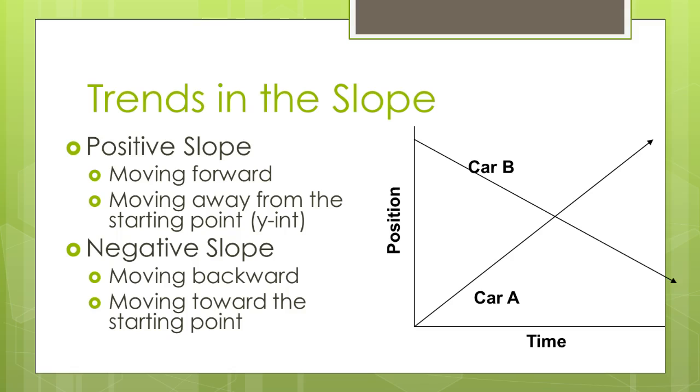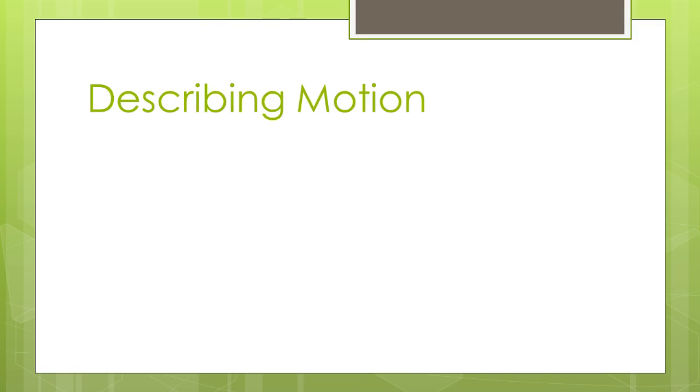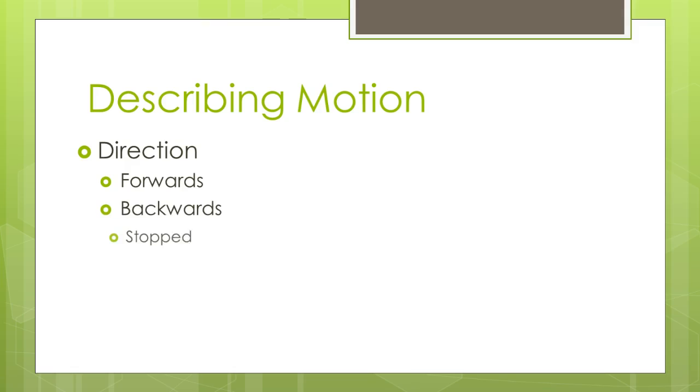We describe motion similar to how we observe motion on a graph. When we describe motion, we can talk about it in 3 easy ways. We can talk about the direction of the motion. Is it moving forward? Is it moving backwards? Is it stopped? On a position versus time graph, a positive slope means we're moving forward. A negative slope means we're moving backwards. A 0 slope, so just a straight horizontal line, means we are stopped. There is no change in position over time.